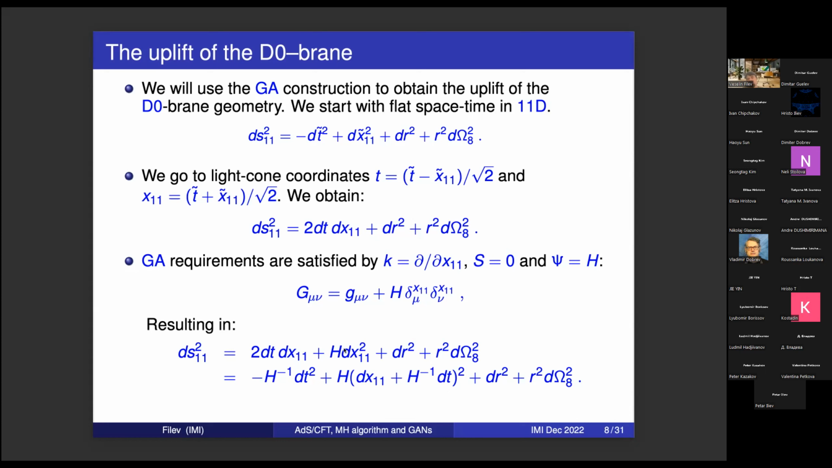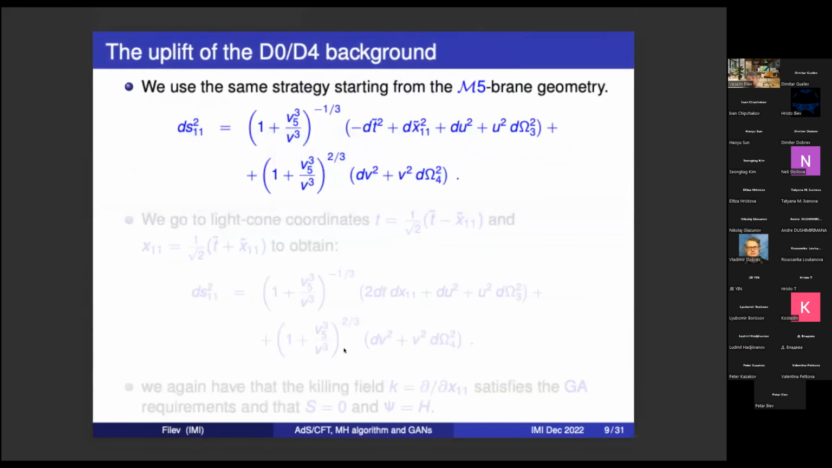Now the idea is, well, don't start with flat space. Start with M5 brane space, and use the same construction to deform this background to the one that has also the uplift of the D0 brane. And the claim is then this is the uplift of the D0-D4 brane geometry. And so the M5 brane geometry is the uplift of the D4 brane geometry.